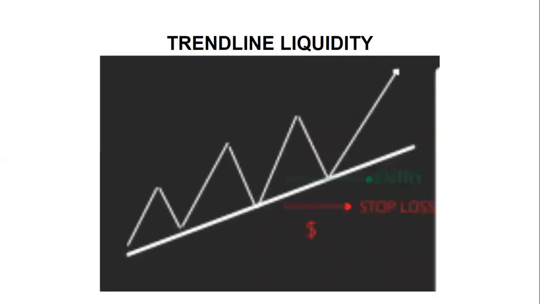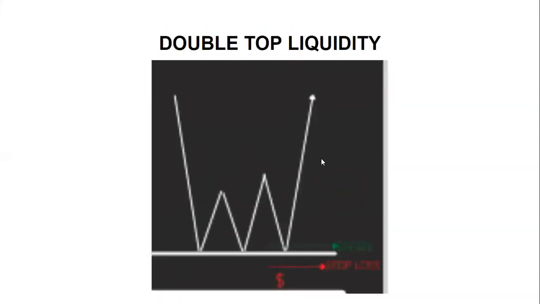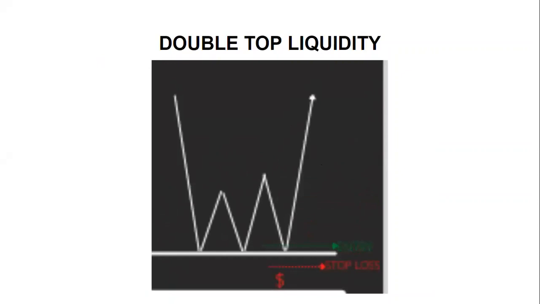All right, sorry. So this is trend line liquidity. We have the double top liquidity. Sorry, this is double bottom. I made a mistake here. Please correct it, just take note. This is double bottom liquidity, sorry. So we have a double bottom liquidity.